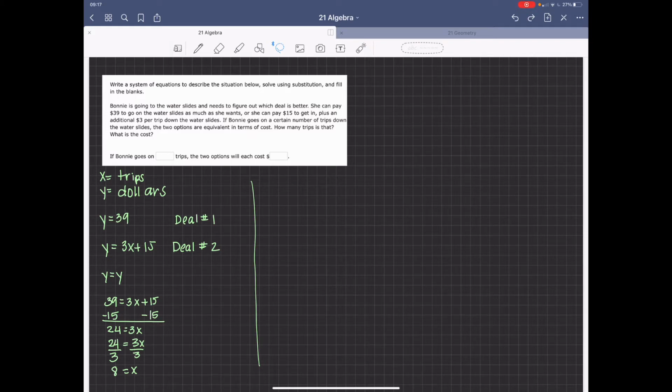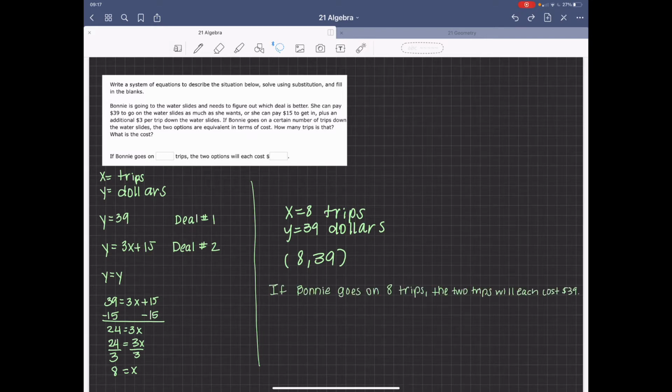So now we can talk about what we know. We know that X is going to be 8 trips and Y is going to be $39. If I had to put that as an ordered pair, it'd be (8, 39). And so now we're going to fill in the blanks of our statement. If Bonnie goes on 8 trips, the two options will each cost $39.